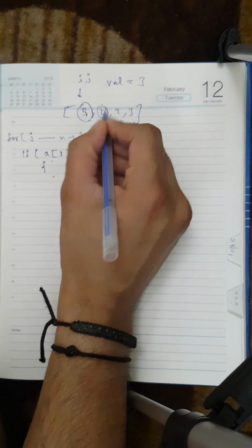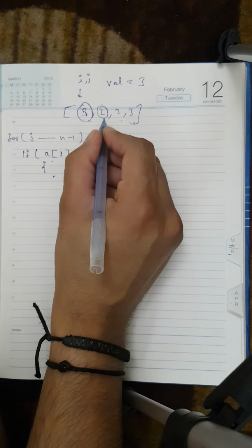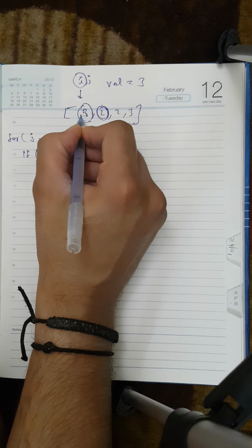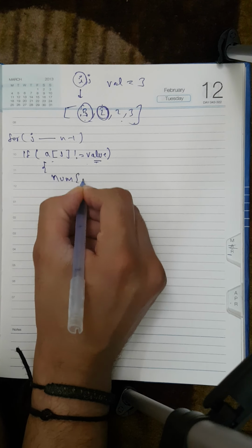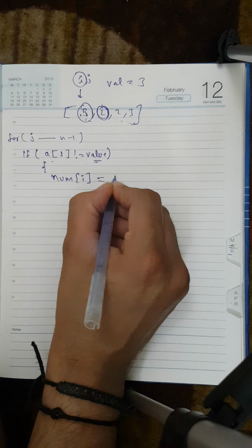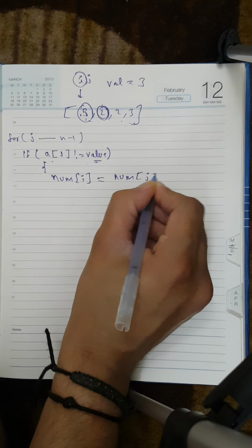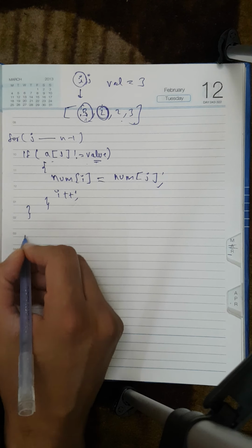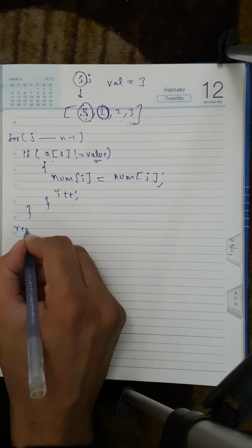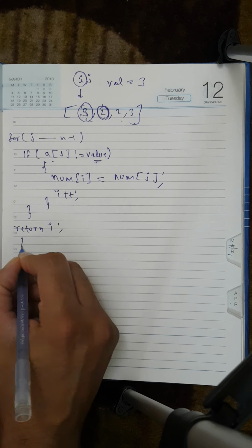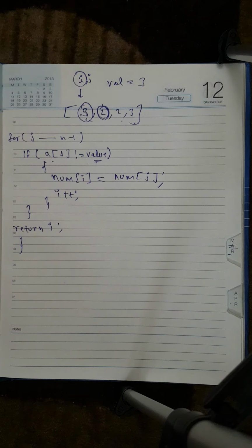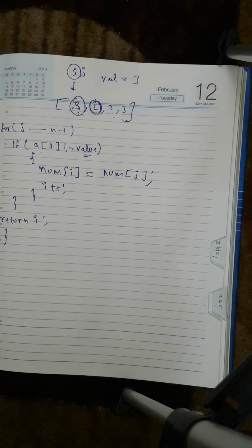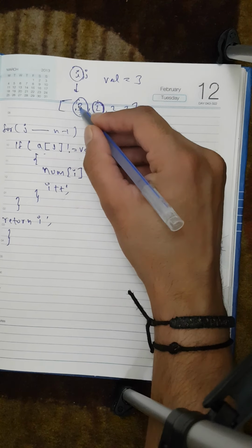Suppose j is here. Since 2 is not equal to 3, we will swap the jth element to the ith element. What we will do is insert the element present at j into the position at i. We will increase the pointers and carry on with our for loop, and in the end we will return i. i will basically tell us the length of the array that we have traveled till now.